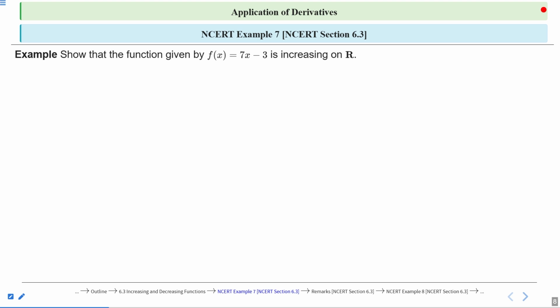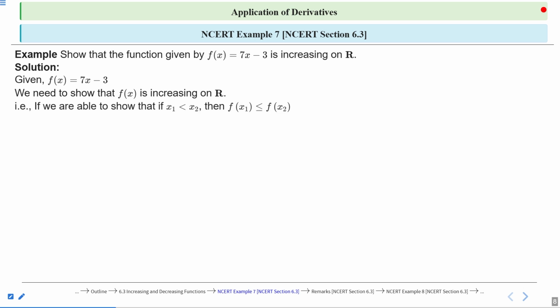Example: show that the function given by f of x equal to 7x minus 3 is increasing on R, right? You have to show that the function given by f of x equal to 7x minus 3 is increasing in R, right? Now, it is given that f of x is equal to 7x minus 3, right? Now, we need to show that f of x is increasing on all real values R, right?